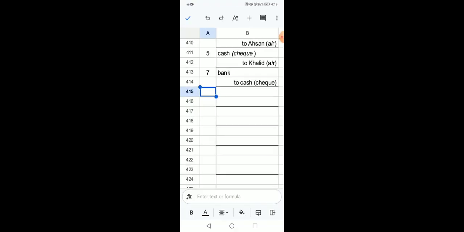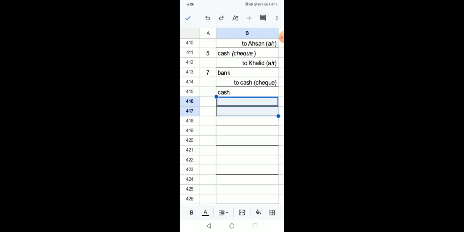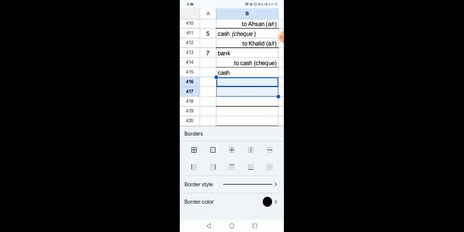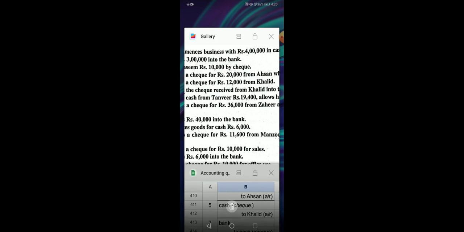When you receive cash from Tanveer, what is coming in? That is your cash. It means cash in hand is increasing. Cash in hand is your asset. Asset is increasing, so you are debiting cash on the debit side because it's an asset and the asset is increasing. The second very important thing is that a discount is mentioned over here. So we are being attentive to that aspect as well.